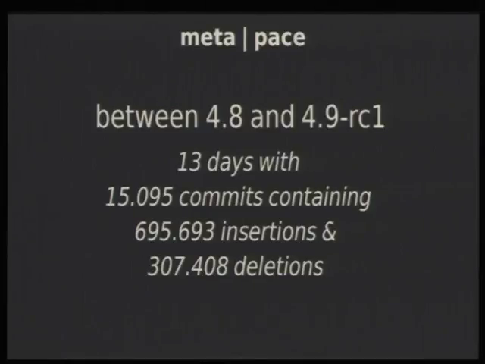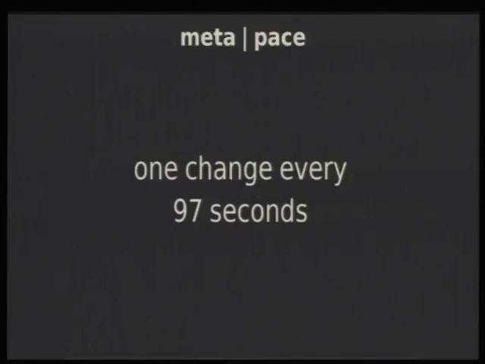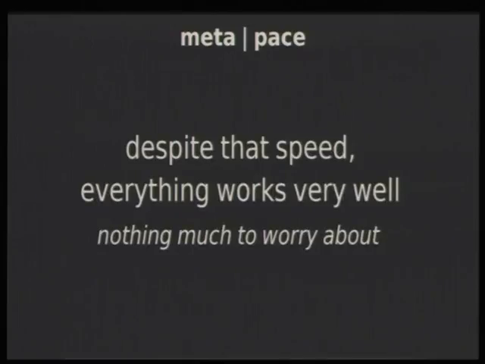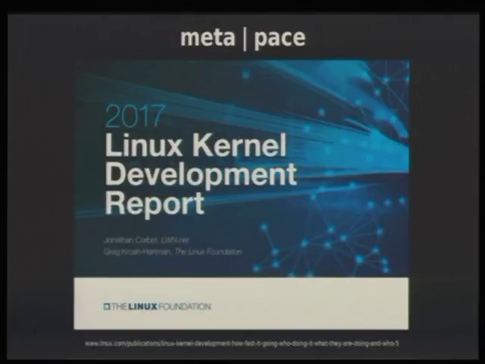This is between the 4.8 release and the first pre-release of 4.9. There's 13 days, and there are really about 15,000 commits happening in those 2 weeks. That's basically one change every 97 seconds. So it's really fast. But that's the main development phase of the new kernel. And after that, it gets a little bit slower. Despite the speed, everything works very well.